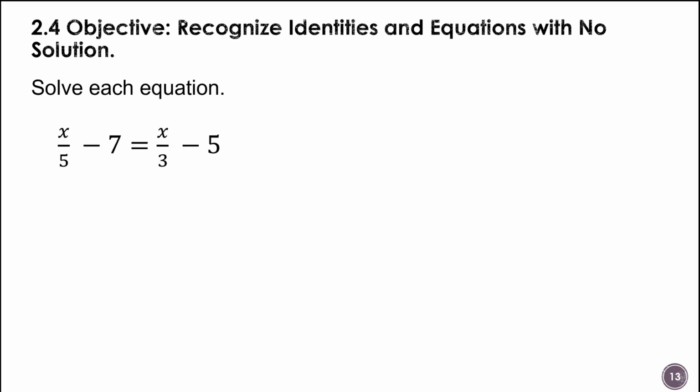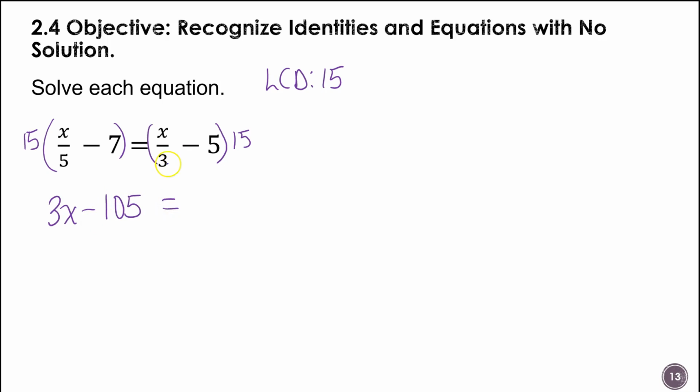All right, we're going to solve this equation by clearing fractions. My LCD on this is 15 because 3 times 5 is 15. They're both prime numbers. I'm going to multiply both sides times 15. All right, so 5 goes into 15 3 times, so that's going to give me a 3x. And then I'm going to multiply negative 7 times 15, and that's a negative 105. 3 goes into 15 5 times, so that will be a 5x. Negative 5 times 15 is negative 75.